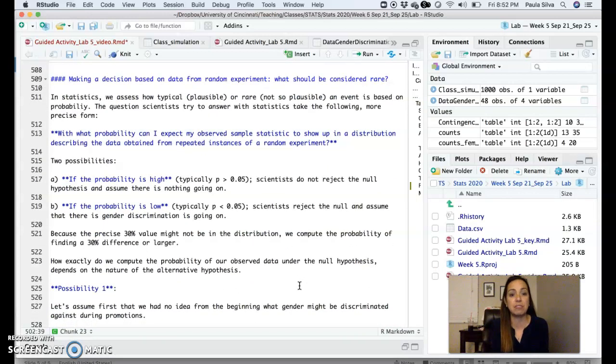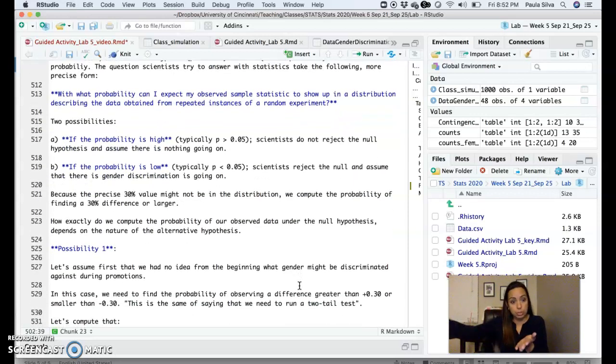Making a decision based on data from a random experiment. What should be considered rare? In statistics, we assess how typical or plausible, or rare, not so plausible, an event is based on probability. The questions scientists try to answer with statistics take the following more precise form. With what probability can I expect my observed sample statistic to show up in a distribution describing the data obtained from repeated instances of a random experiment, right? With what probability can I expect my result, or more extreme, to happen?